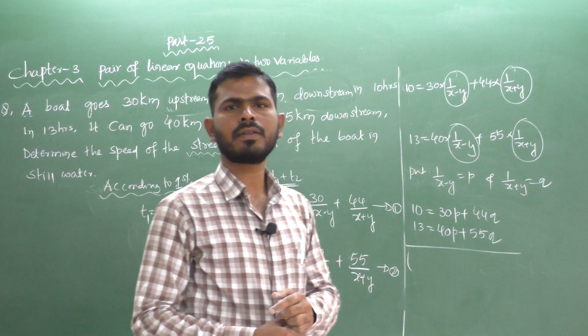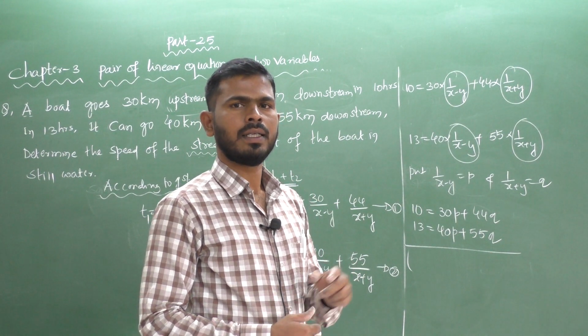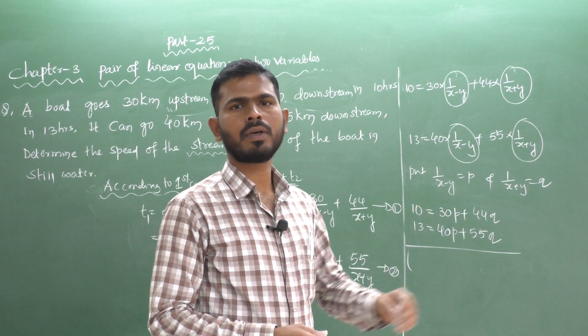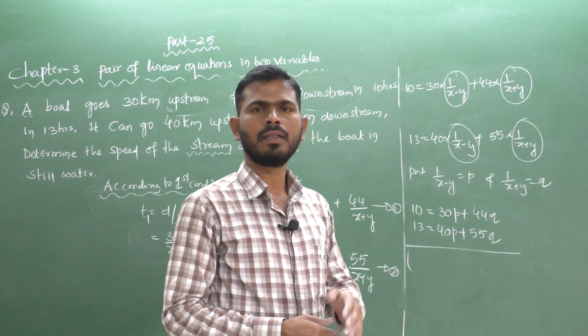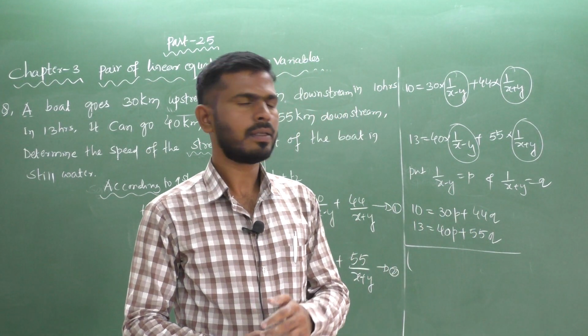The last sentence you have to write is: the speed of the boat in still water is equal to that answer, in kilometers per hour, and the speed of the stream. What will you get? You have to write that answer and give it in the comment box. I am waiting for your answer. Is it right or wrong?